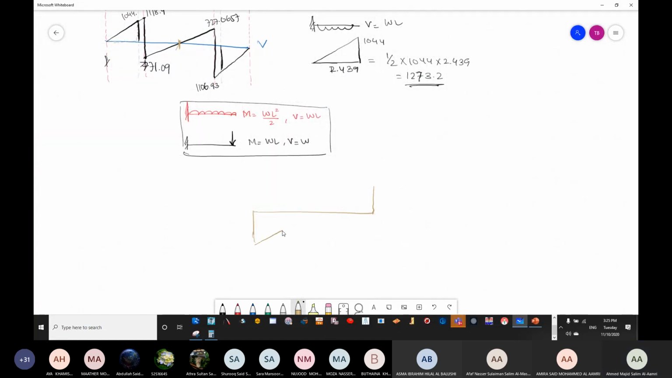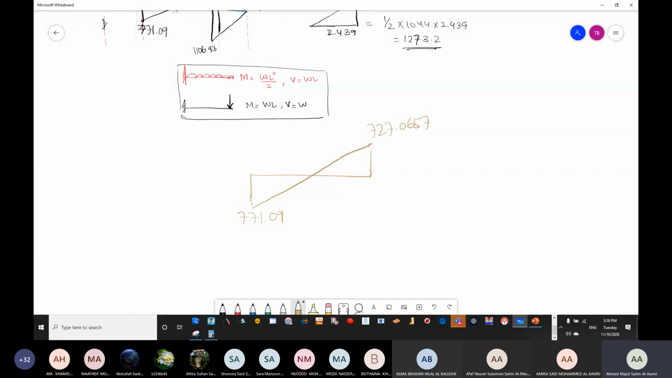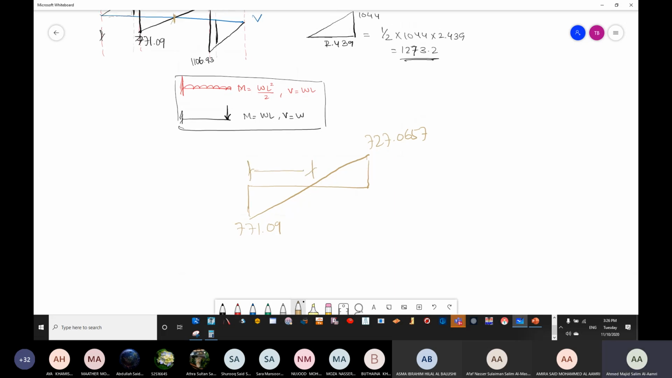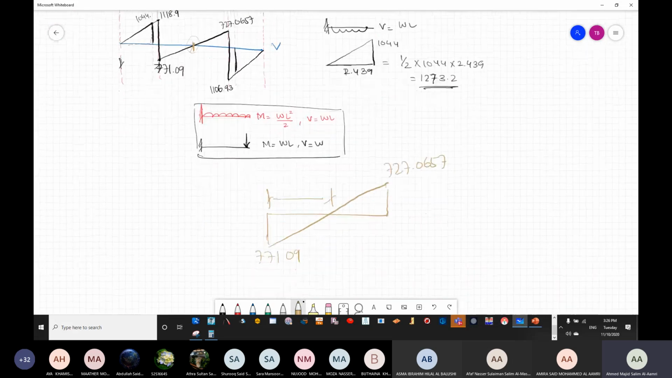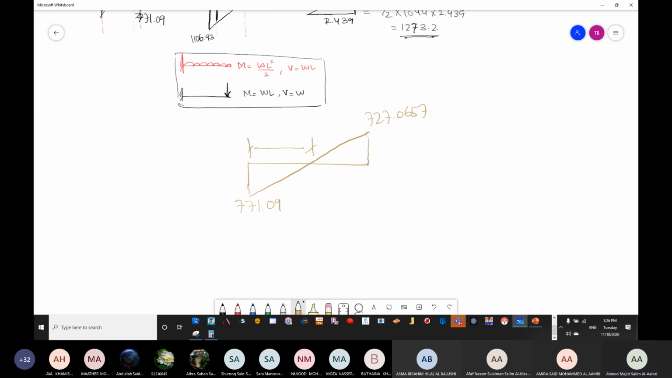So we have here 700. We have here 727.09. And then we have here 771.09. And then we have 727.0657. How to find this dimension? Because this dimension is important for me to calculate the bending moment. The maximum bending moment will occur wherever there is zero shear force. Okay. So I can calculate it.